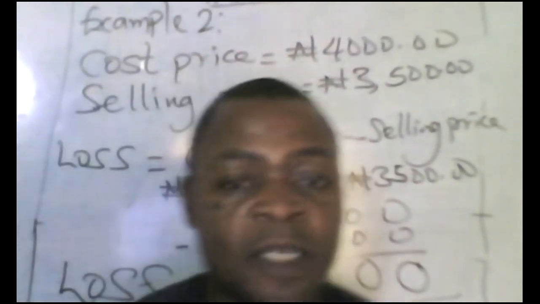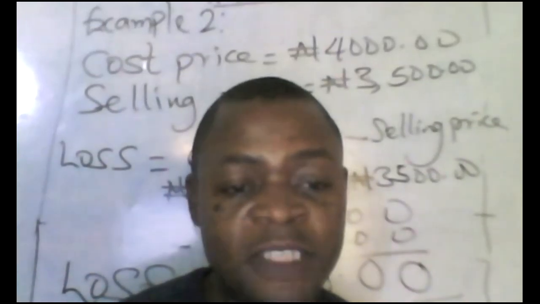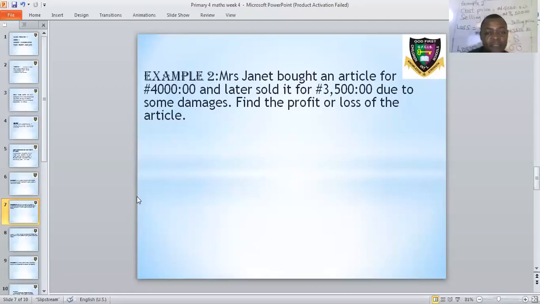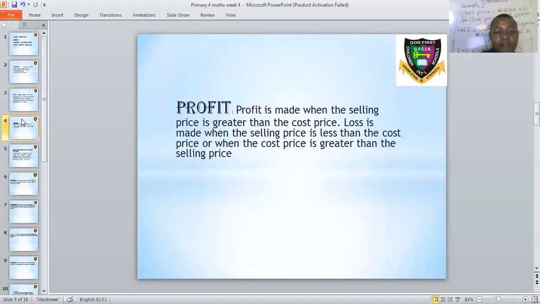Now, you have to look at the question very well. You have to determine the loss or the profit. You should know which one it is: is the cost price bigger than the selling price, or the selling price bigger than the cost price? Whenever the cost price of any article is more than the selling price, you make a loss. Profit is made when the selling price is greater than the cost price, and loss is made when the selling price is less than the cost price.